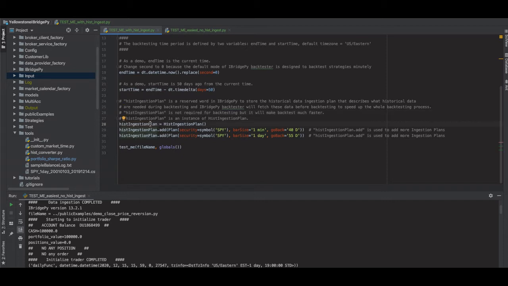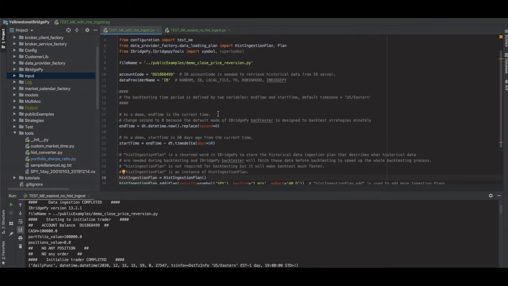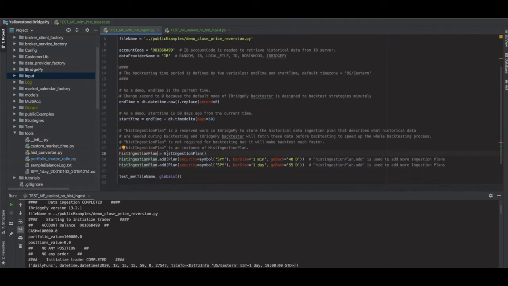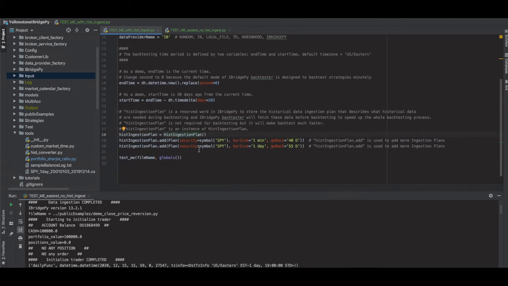Okay, HistIngestionPlan, how to create it? Actually, you need to import a class called HistIngestionPlan. Because this one is a class, it's capitalized there. And we use historical plan. This is an instance of this class. So this one is an instance already. An instance is a concept in Python. It's not an IBridgePy concept. It's a basic Python object-oriented programming concept.